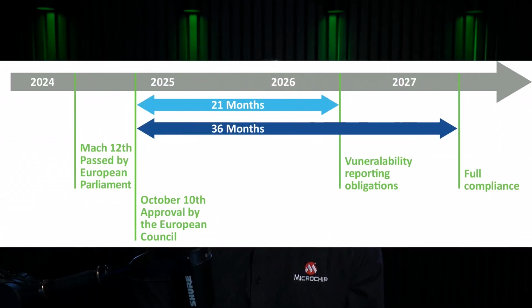The next question is the timeline. When is it impacting product companies? The target is the 11th of December 2027, so about 2 years from January 2025, for companies to be ready to comply with the CRA regulations.